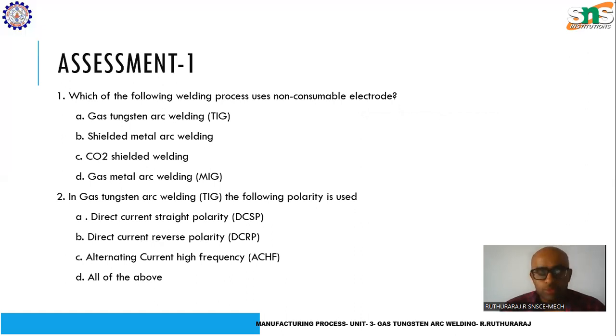A small assessment for you. Which of the following processes uses a non-consumable electrode? You would have known from the lecture: gas tungsten arc welding. The other processes use a consumable electrode. This uses a non-consumable electrode, because tungsten is used as the electrode, which will not melt during the welding process because it has a very high melting point. Gas tungsten arc welding is the next process. In gas tungsten arc welding, the following polarity is used: alternating current with high frequency.